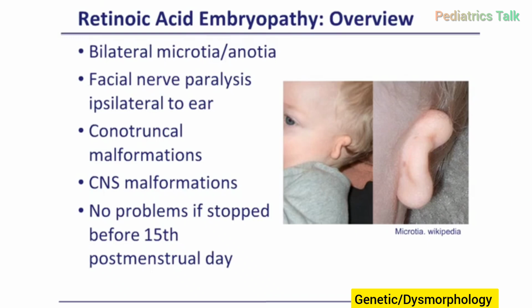A high incidence of conotruncal malformations like truncus arteriosus, tetralogy of Fallot, transposition of the great arteries. Mild to severe central nervous system malformations of various forms. These are the major findings, and obviously this can result in severe disability. We find that in terms of taking isotretinoin, there are no problems with respect to the retinoic acid embryopathy if the drug is stopped prior to the 15th postmenstrual day.